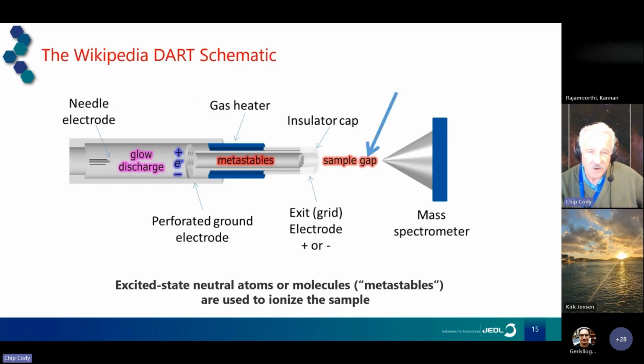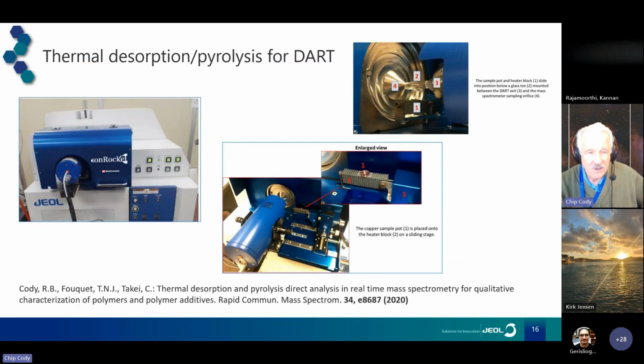I won't dwell on how DART works. You've probably all seen the Wikipedia diagram, but essentially we're just using heated gas containing electronically excited helium atoms that will ionize the sample by proton transfer or hydride abstraction.